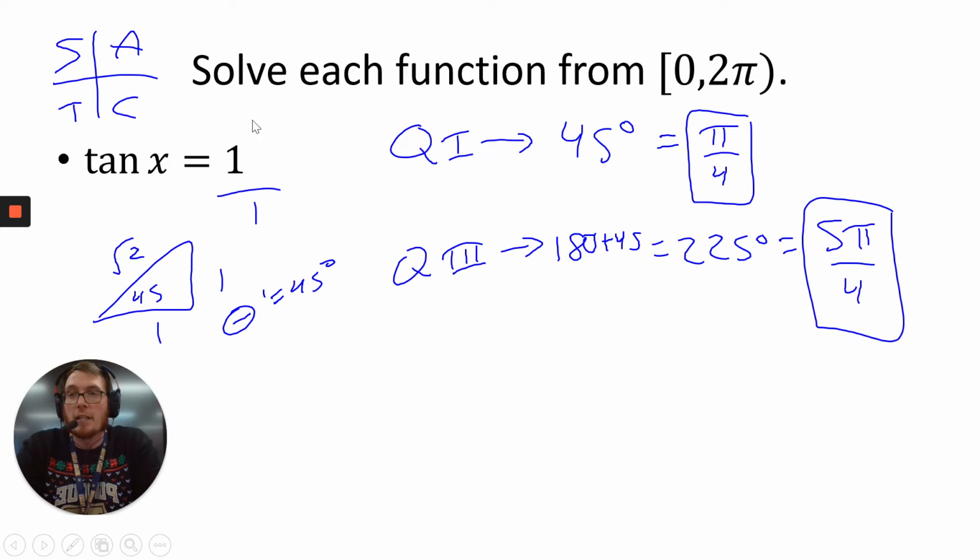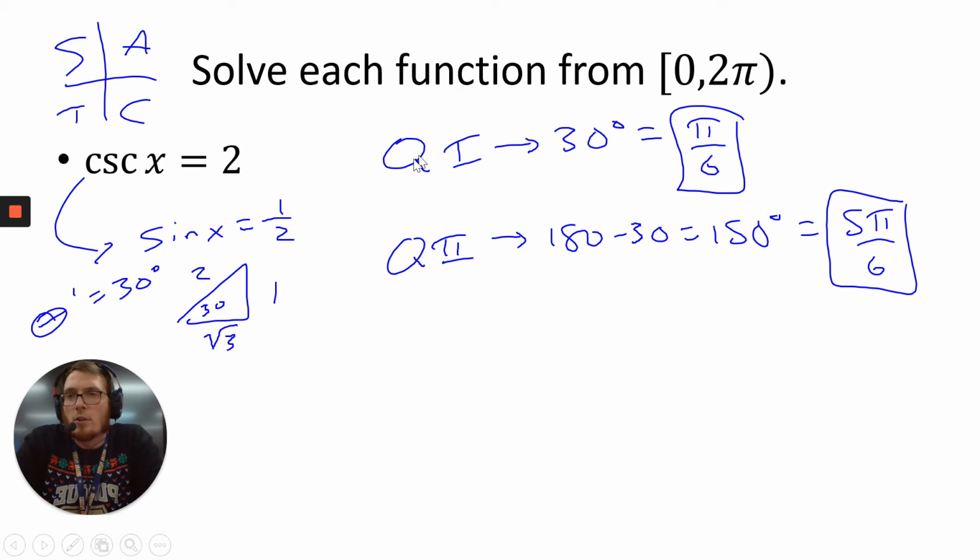The next one is tangent of x equals 1. If you get a whole number, don't forget you can always put it over 1 and make it a fraction if needed. This would be a reference angle of 45 because 1 over 1 would be opposite and adjacent. Tangent is positive in quadrant 1, so that's the easy answer of 45 degrees. The second answer is in quadrant 3, found by taking 180 plus 45, which is 225. The reference angle of 45 degrees would be pi over 4. Times 5 would be 5 pi over 4, and that gives you your two answers as you go around the circle for tangent of x equals 1.